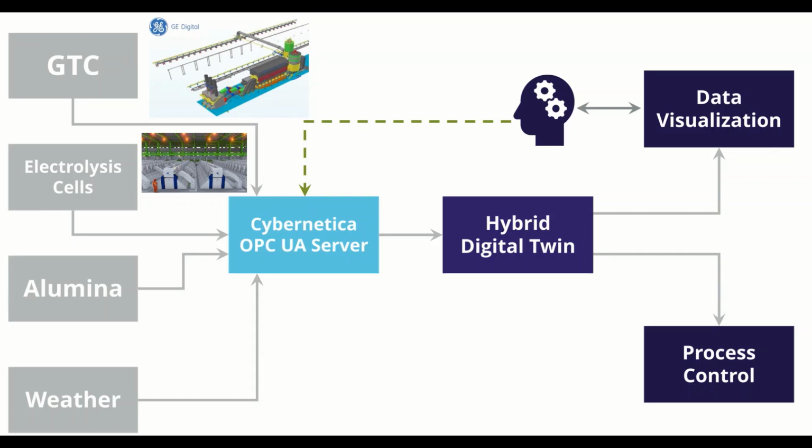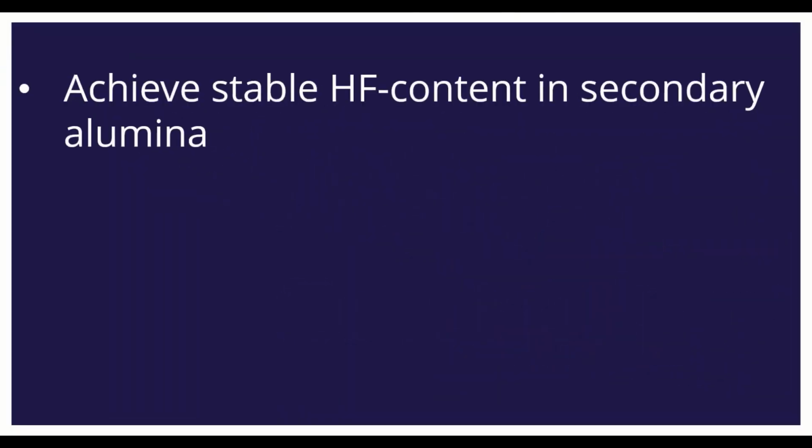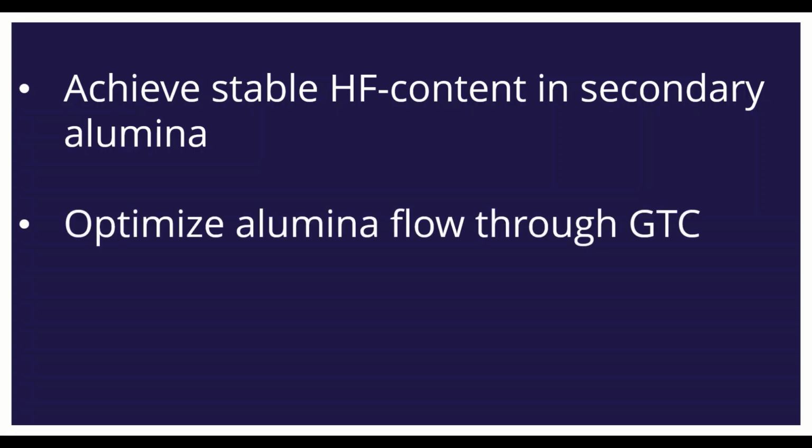A process control application based on Cybernetica AS will use the digital twin data to determine optimal GTC operation. The goal of the optimization will be to achieve stable and even HF content in secondary alumina, such that the fluoride recycling to the electrolysis cells is predictable. The operating variable that will be adjusted to achieve the optimization is the alumina flow through the GTC.